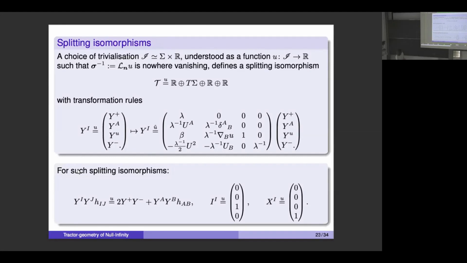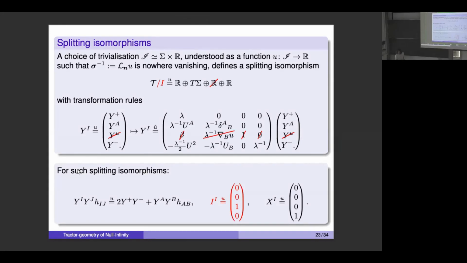Okay, and in such a splitting, the metric, of course, is just Y plus, Y minus paired. Then Y^A, we have the conformal metric on the base, and this Y^U is the degenerate direction. And you see it's preserved by this transformation rule, so indeed the degenerate direction is preserved.